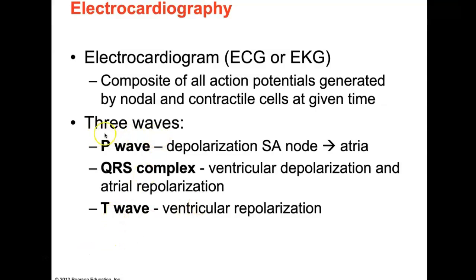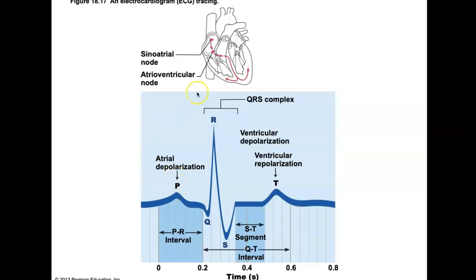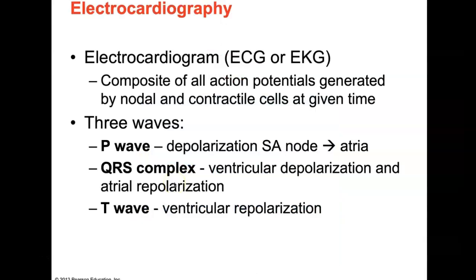There are 3 waves that we want to look at. Number 1, the first wave is known as the P wave, and the P wave is typically seen on the ECG, which looks something like this, which a lot of you have seen before, I'm sure. Here is the P wave. It represents depolarization of the SA node. And when depolarization of the SA node happens, that means that the atria are going to go ahead and contract.